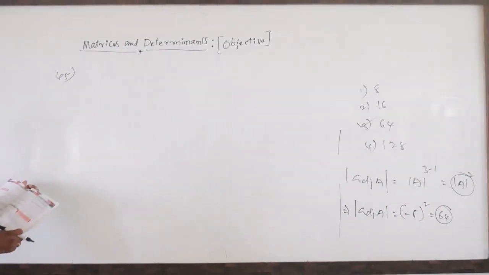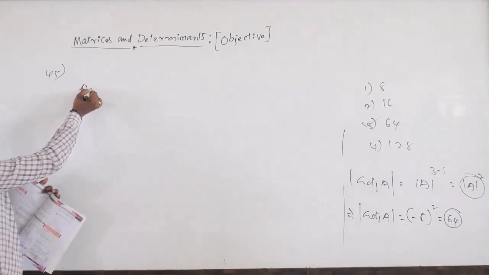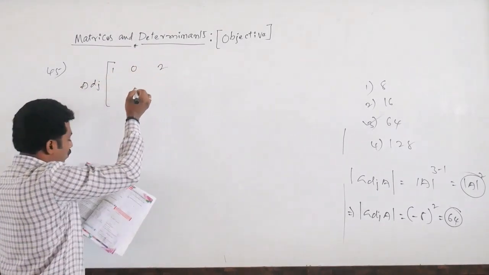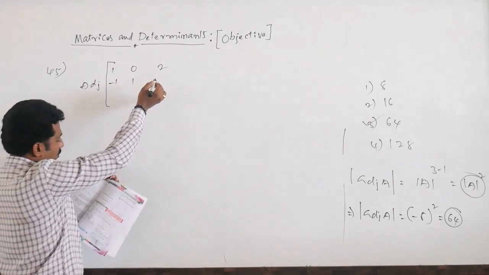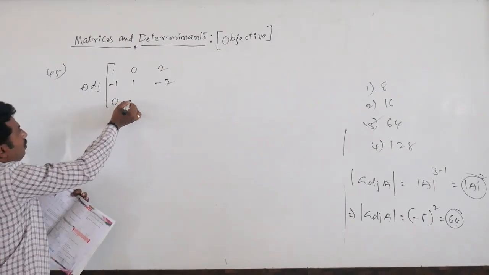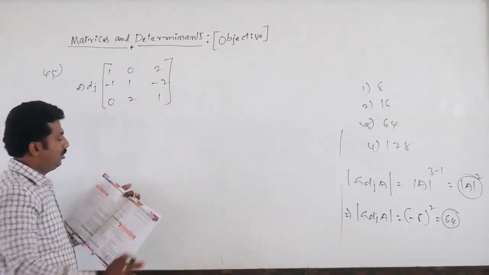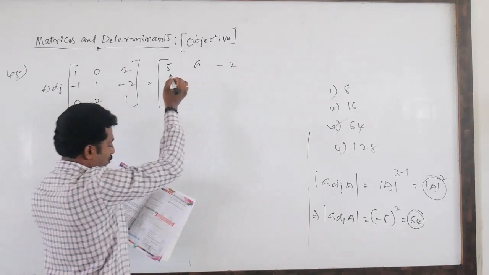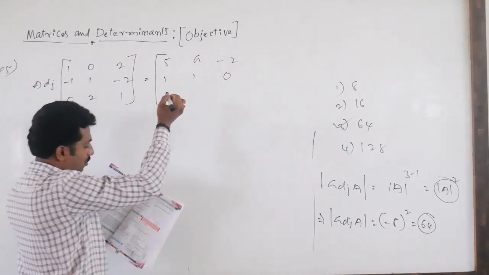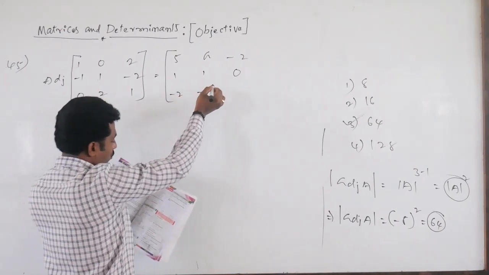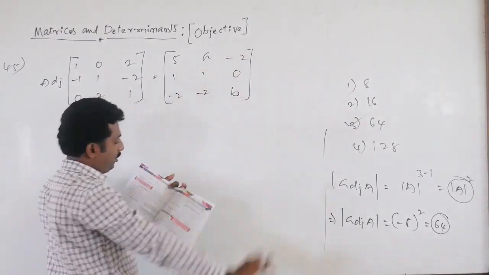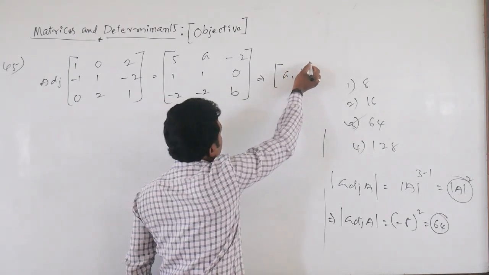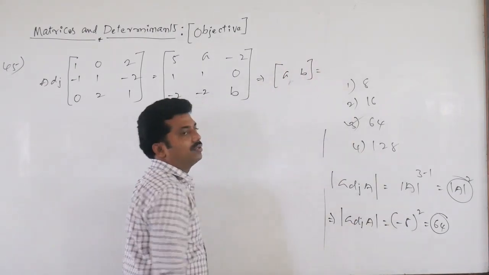What are they asking in this question? The adjoint of the matrix 1 0 2, minus 1 1 minus 2, 0 2 1 equals the matrix 5 A minus 2, 1 1 0, minus 2 minus 2 B. From this they are asking for the matrix values A comma B.